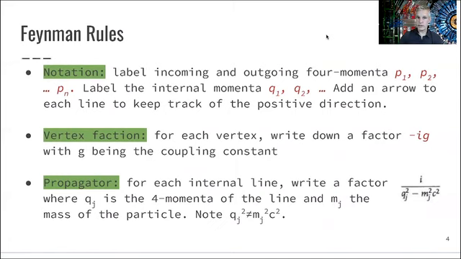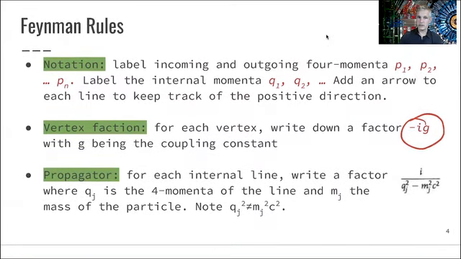For each vertex, we have a factor. We write down this factor, minus i g, where g is the coupling constant. So this is a measure of the strength of the interaction involved. Then we have a propagator. For each internal line, the internal lines are also called propagators, we write down a factor i over qj squared minus mj squared c squared.